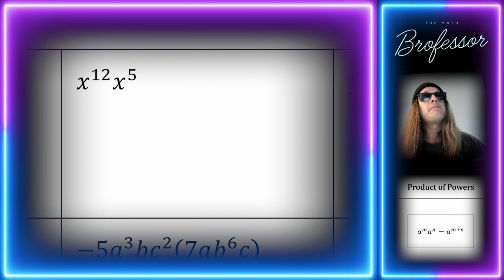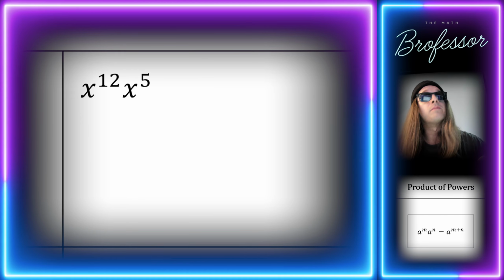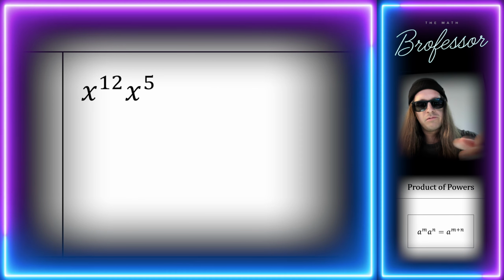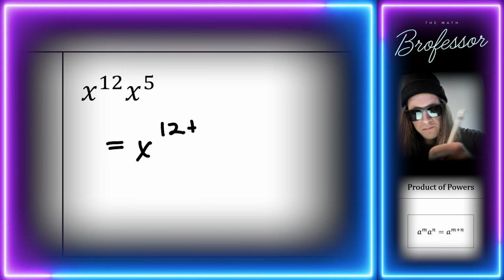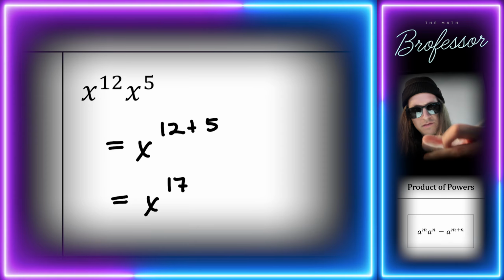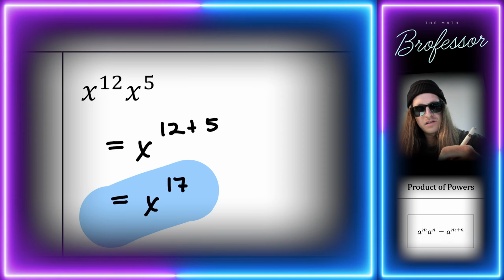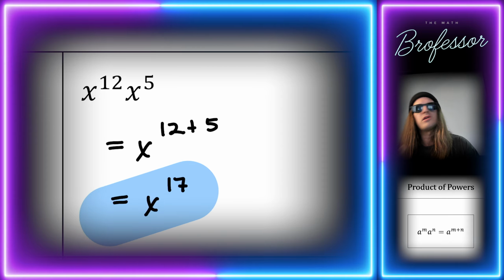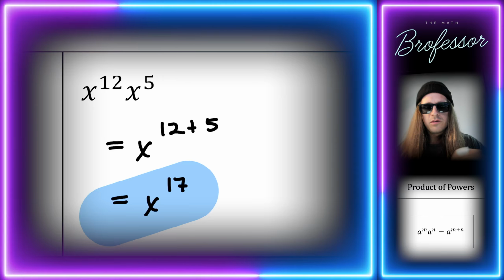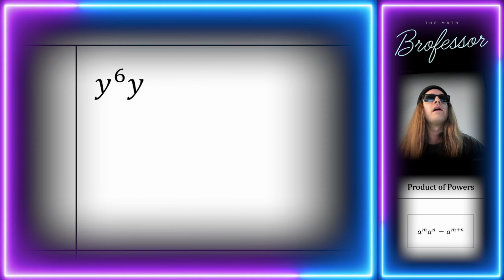Here we go. Same thing, even if we're dealing with variables. So add this, 12 plus 5, and that equals, what's 12 plus 5? 12 plus 5 is 17, so the answer here is x to the 17th power. That's it right there. That's all you got to do. That's all you can do. Don't overthink it. Good.